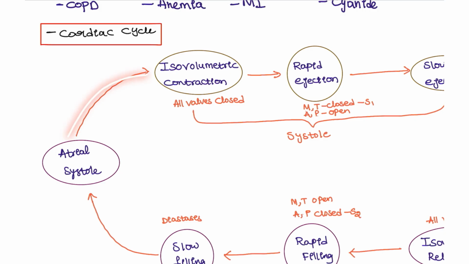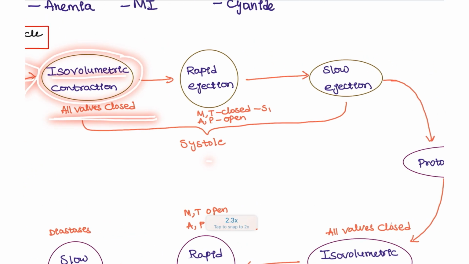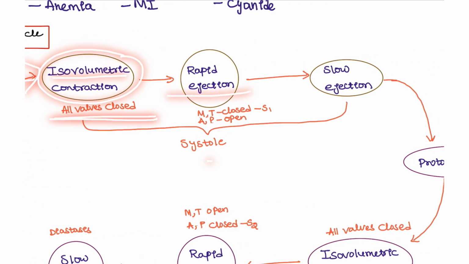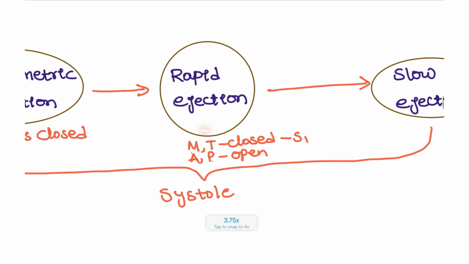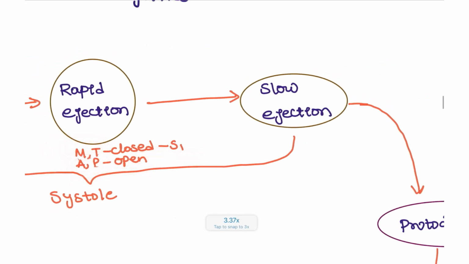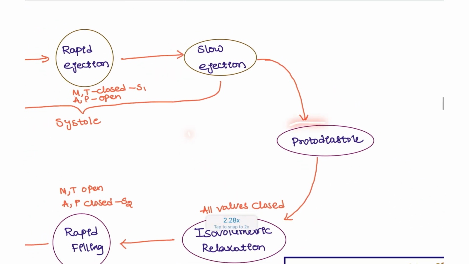So after that, the blood is filled in, then isovolumetric contraction, and what happens here? All the valves are closed. Whenever I say isovolumetric, all the valves are closed. And immediately rapid ejection. What happens during the rapid ejection? The mitral and the tricuspid are closed, which will cause the S1 sound, and the aortic and the pulmonic will be open here. And after rapid ejection, there will be slow ejection, and again there will be protodiastole.